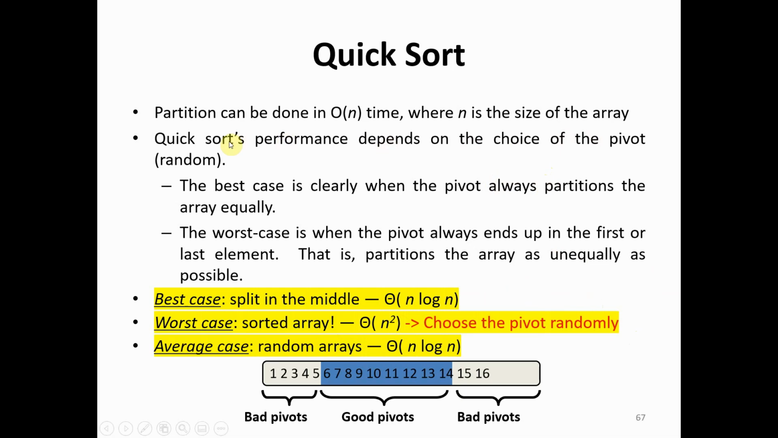Quicksort's performance depends on the choice of the pivot. In some algorithms you choose the first element, in some you choose the last element. In some algorithms you choose the element randomly. So you write a random function that would choose a random element and you choose that one as the pivot. Okay?